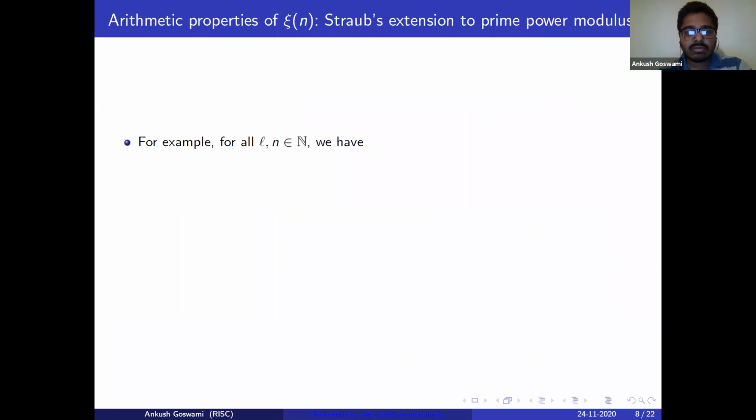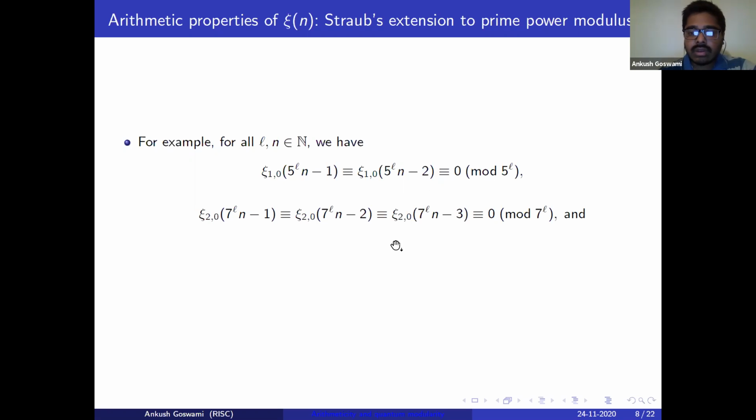get these congruences. So if you take p equals 5, r equals 1, and s equals 0, then you get these congruences mod powers of 5. And we can see that this xi_{1,0} is nothing but the Fishburn numbers. Also, if you take p equals 7, then you get these congruences mod 7 to the power of L. And if you take p equals 19, you get this congruence mod 19 to the power of L for xi_{3,0}.